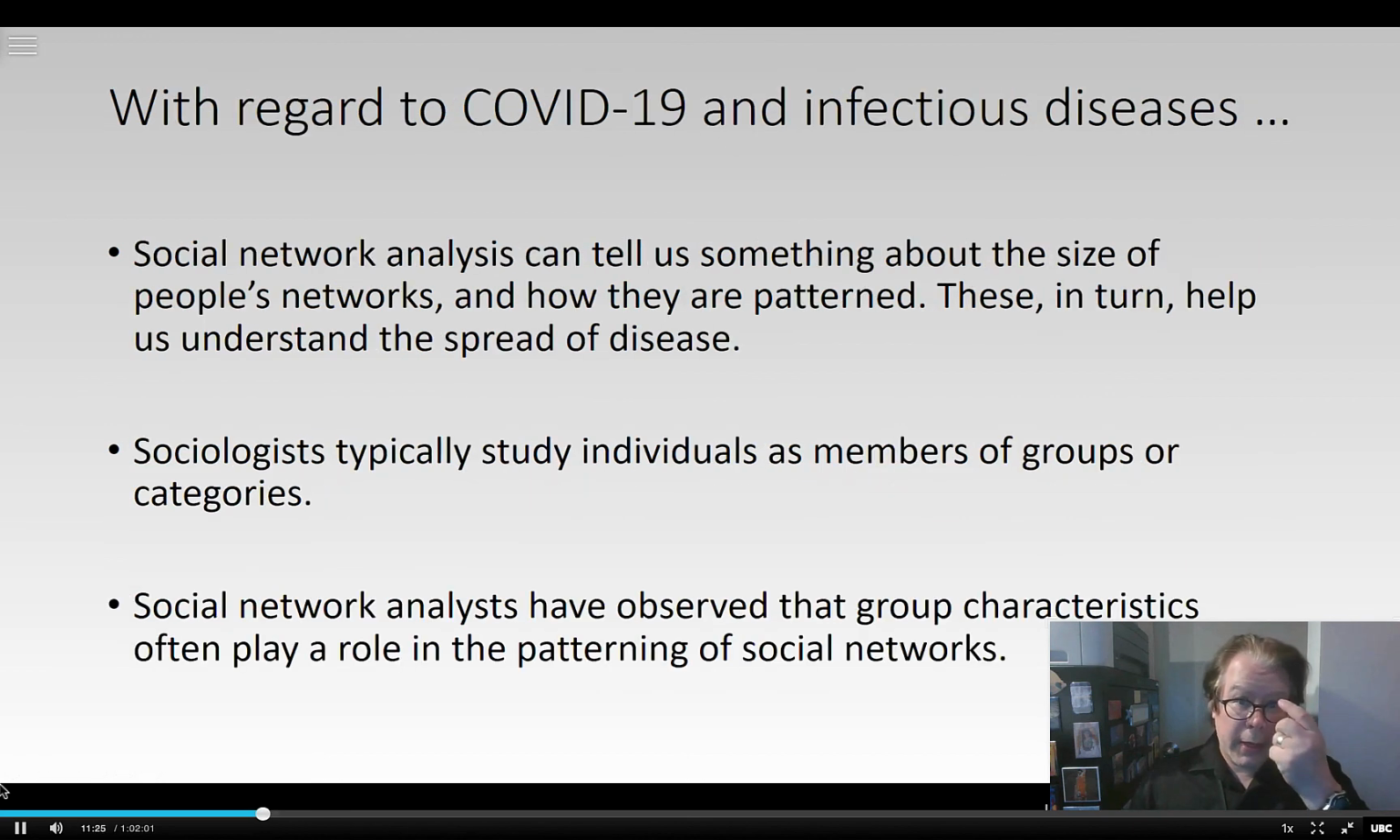So social network analysis can tell us something about the size of people's networks and how they're patterned. And knowing something about the size and patterns of social networks, in turn, can help us understand something about the spread of disease. Sociologists typically study individuals as members of groups or categories. Social network analysts have observed that group characteristics often play a role in the patterning of social networks.